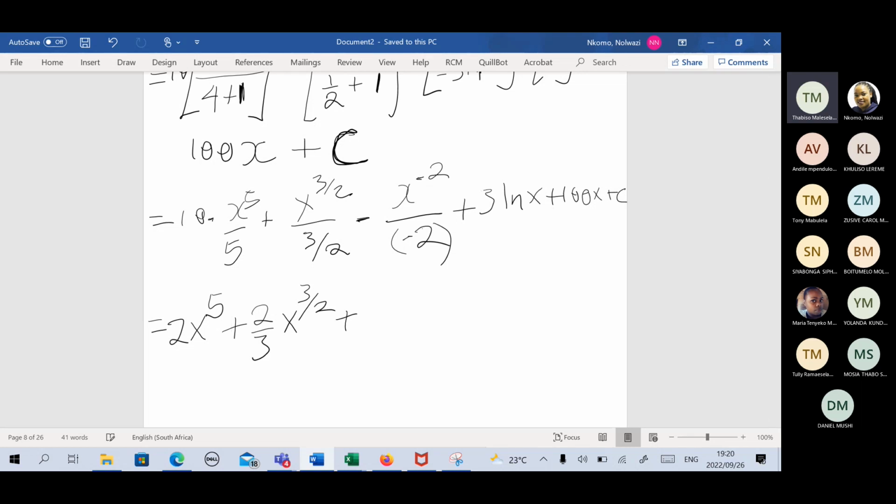So please explain the 2 over 3 times x to the power 3 over 2. I don't understand.